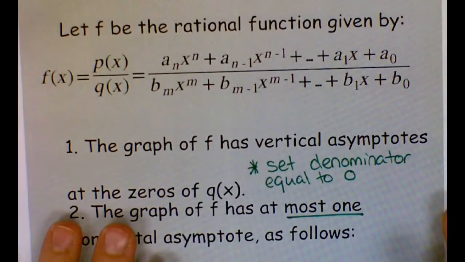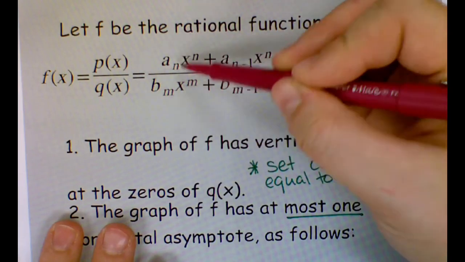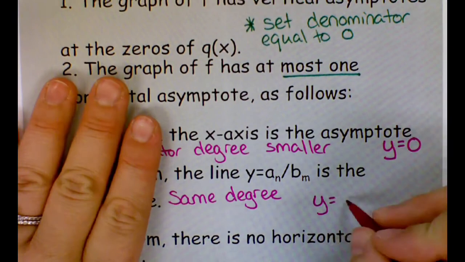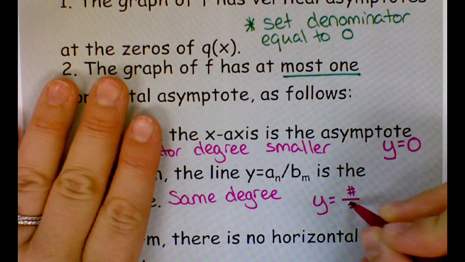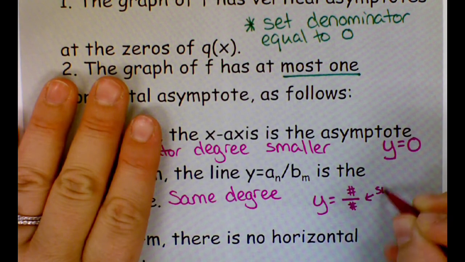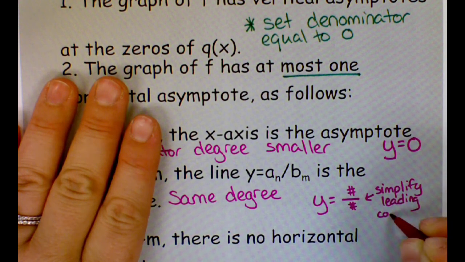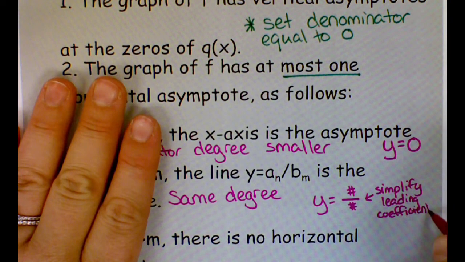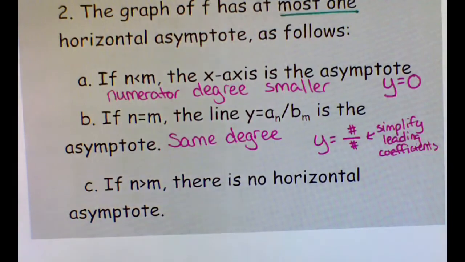Looking back at my function, a sub n, b sub m, we just simplify the leading coefficients. Y equals a fraction. We get a number over a number. There we go. And if n is greater than m, there is no horizontal asymptote.